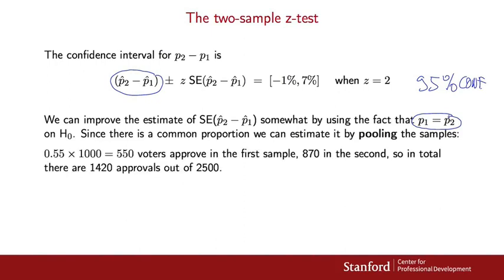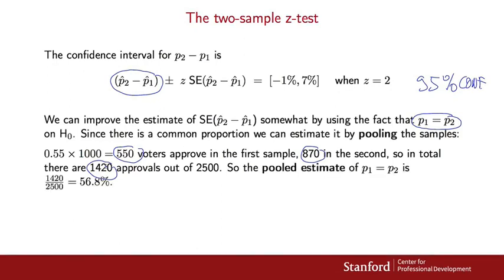So let's do that. We have 55% of 1,000, which is 550 voters in the first sample. In the same way, we get 870 in the second sample who approve. So in total, there are 1,420 approvals out of 2,500. And then our pooled estimate is simply the fraction of those who approve out of the total sample size of the combined samples, and that's 56.8%.